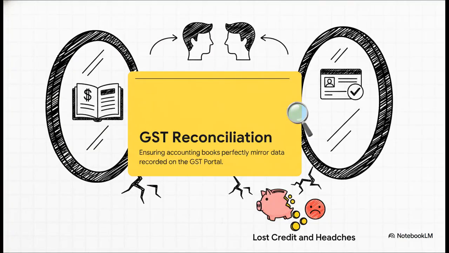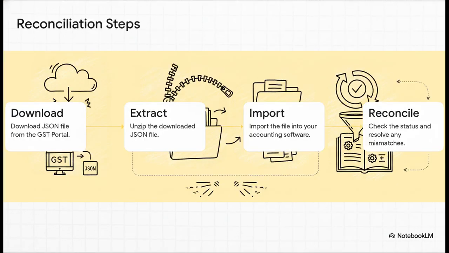Basically, GST reconciliation is just the process of making sure the data in your accounting books perfectly mirrors the data recorded on the GST portal. I want you to think of it like a literal mirror. Any discrepancies, any little mismatches are essentially cracks in that glass. And those cracks lead to massive compliance headaches and, you guessed it, lost credit. So, how do we fix those cracks?